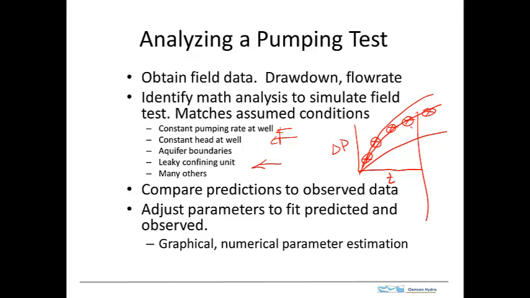So this curve here will be generated by a value of T and S and perhaps some other parameters. And so you say that those values of parameters are the best fit, and those are going to be our best estimate for the parameters of the aquifer. So the procedure of adjusting these parameters and evaluating the fit can be done graphically. You can plot data and you can plot the function that you're trying to fit and do it graphically by hand, or there's also a variety of numerical procedures that can be used to do this analysis using a computer.